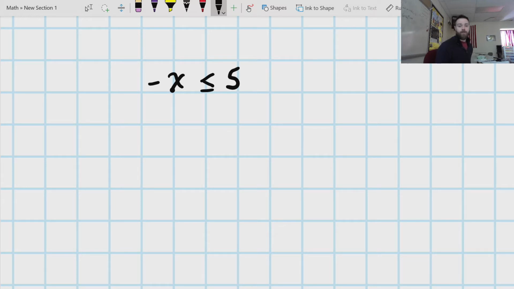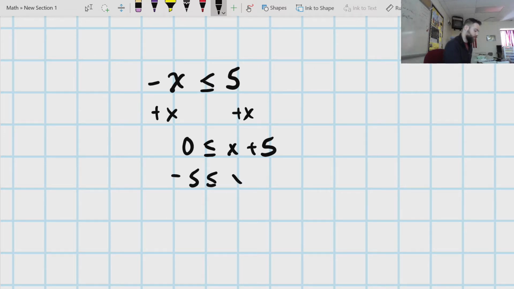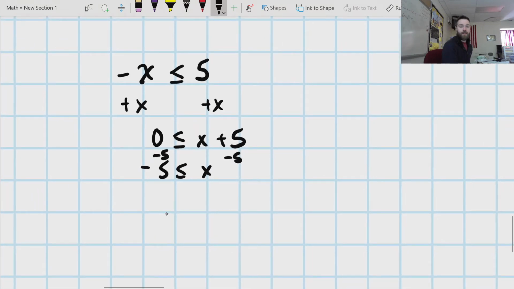But the reason why it flips is because if I add x to the right-hand side of the equation and I do not move the inequality, then what happens is I get 0 is less than or equal to x plus 5. And if I solve for x now, I get that -5 is less than or equal to x if I subtract 5 from both sides of that inequality. So that's what I did there. So here I got -5 is less than or equal to x, which is the same as x is greater than or equal to -5. Okay? So that's the reason why it flips.